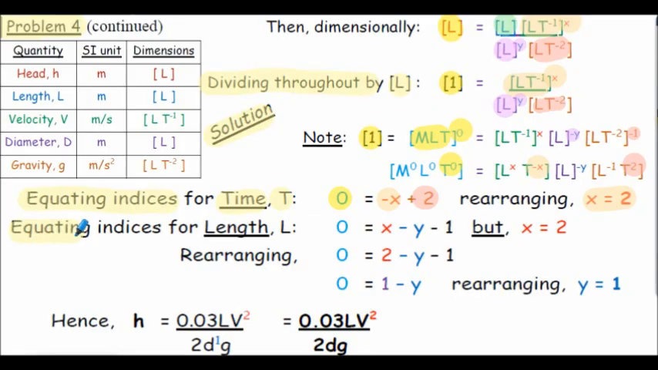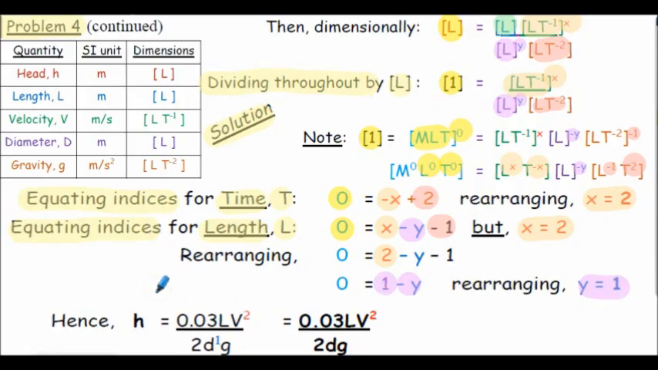If we again equate indices, but this time for length, capital L dimension, left hand side again 0, here. On the right hand side I have L to the power of x, so it's my x here. Also have L to the power of negative y here, so there's my negative y. And we have L to the negative 1 here. But of course from the above line we know that x is equal to 2, so I can replace the x with 2. So 2 take away 1 is 1. So I have 1 minus the y. So rearranging we can clearly see y is equal to 1. So I've solved for my unknown exponents.